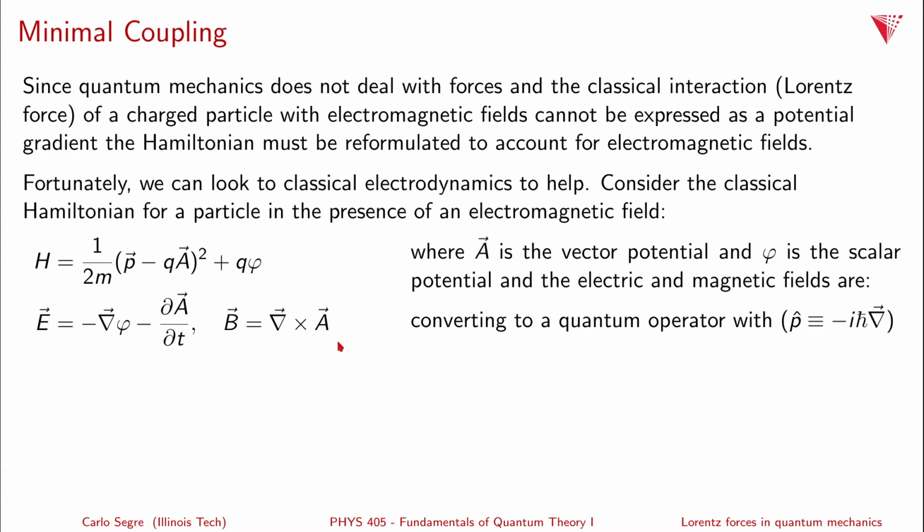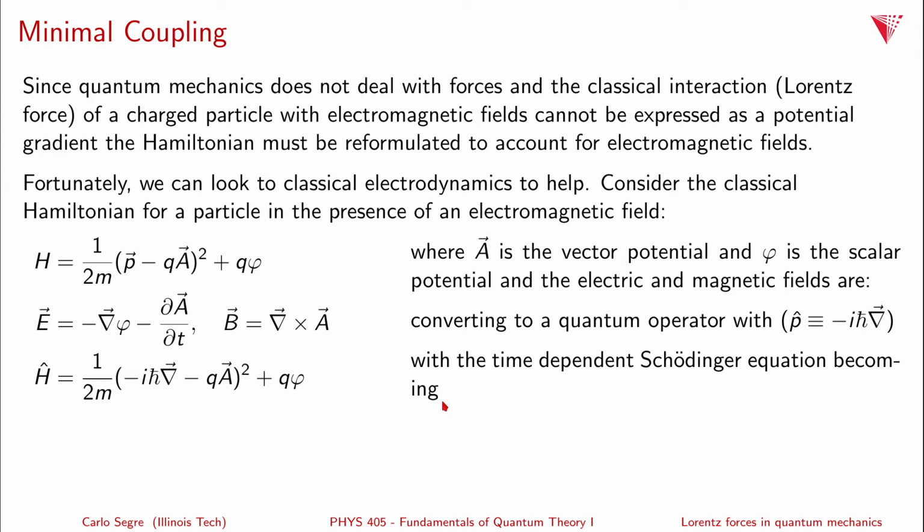Now, we can use this Hamiltonian, convert it using operators, using the momentum operator, and get a quantum mechanical Hamiltonian that we can apply to these interactions with electromagnetic fields. And that becomes the quantum mechanical Hamiltonian: 1 over 2m times minus i h bar gradient minus q times the vector potential, quantity squared, plus q times the scalar potential. And these are operators that are then applied to the wave function of interest.